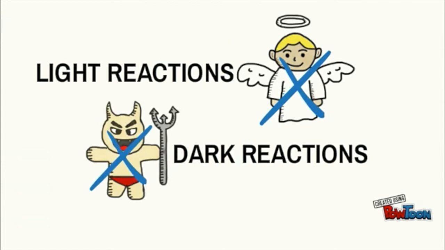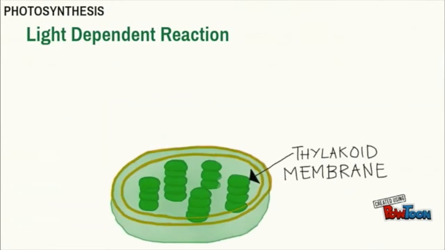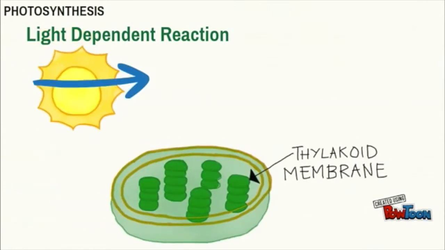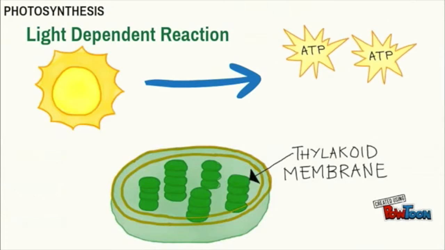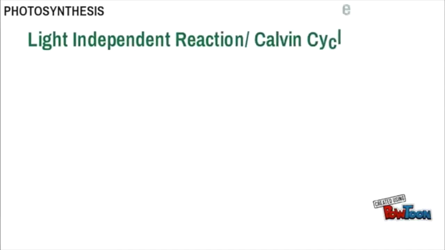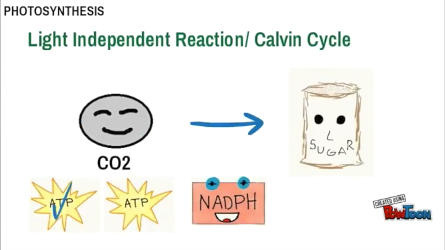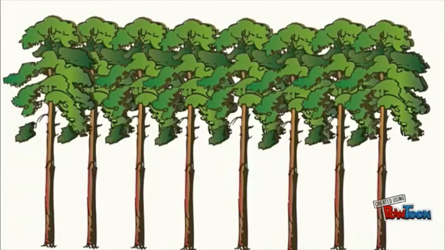But this isn't like good versus evil. The light-dependent reaction happens in the thylakoid membrane and converts light energy to chemical energy stored in both ATP and NADPH. During this reaction, water is split so that you'd get electrons and oxygen. The dark reaction, sometimes referred to as the Calvin cycle, takes place in the stroma, the fluid within the chloroplast, and converts carbon dioxide to sugar. This reaction requires the products of the light reaction.